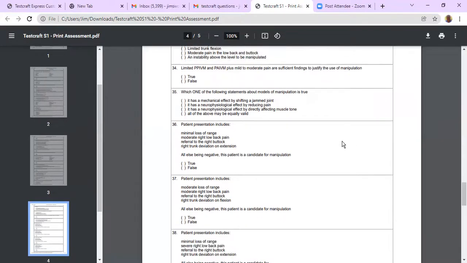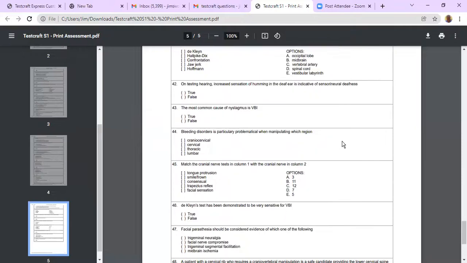Number 44, bleeding disorders is particularly problematic when manipulating which region? For some reason, I had it in my mind that it was the thoracic spine, and I know why as well. The canal. And that's true. It is the thoracic spine. The reason is the size of the canal compared to the contents. The canal content is much smaller, so a small amount of blood will actually have a bigger effect on the spinal column than it will in other areas.